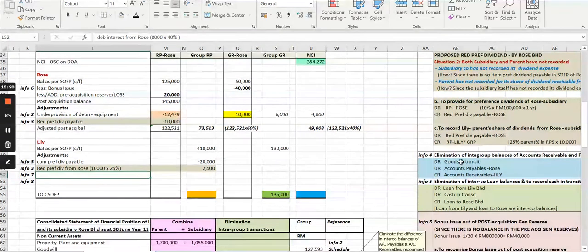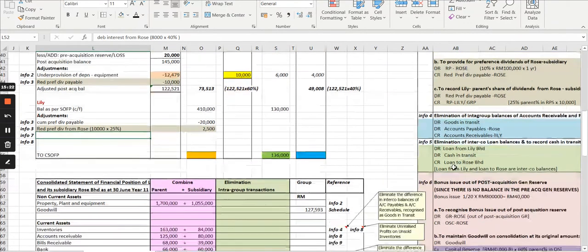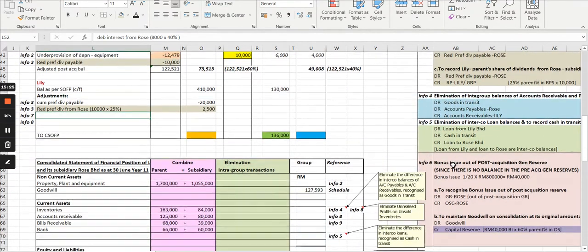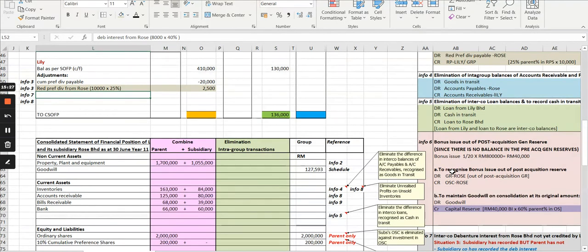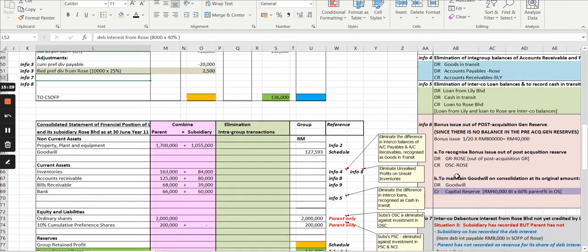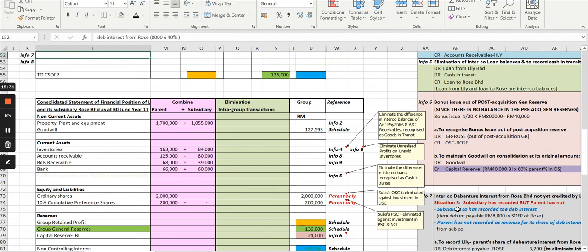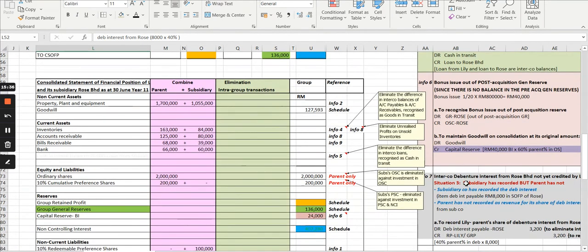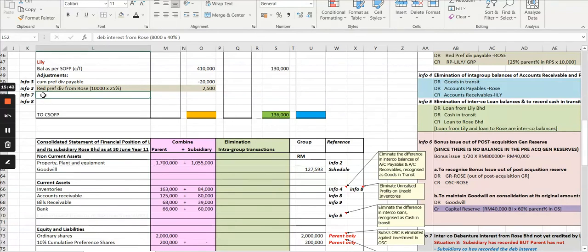The next item, number 4, does not affect the schedule. Number 5 as well does not affect the schedule. Number 6 we have dealt with because we talked about the bonus issue much earlier. Now we are doing information number 7, where this is intercompany debenture interest that the parent has not yet recorded, but the subsidiary has. So what you need to do now is to record another share of income from the subsidiary, which is the share of debenture interest income.